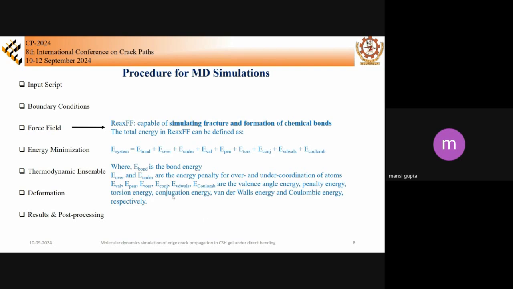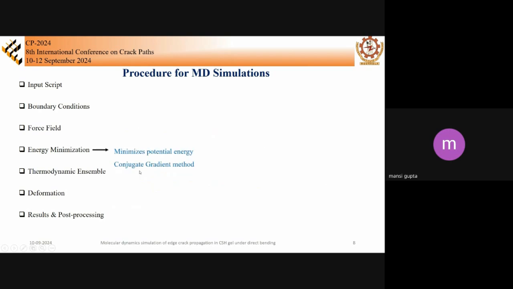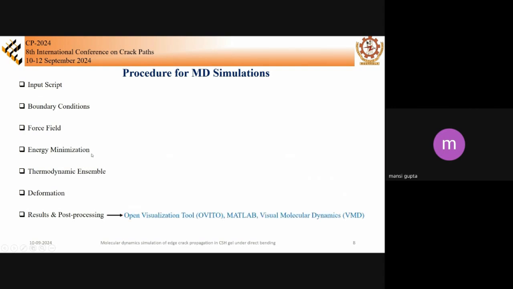After getting a proper system, the energy minimization is done to minimize the potential energy of the system, and the most common procedure for that is the conjugate gradient method. The thermodynamic ensembles are applied on the system using microcanonical, canonical, and isothermal-isobaric ensembles. For deformation, the loading rate is applied in any desired direction with desired values. The post-processing of the data can be done in OVITO, MATLAB, or Visual Molecular Dynamics.